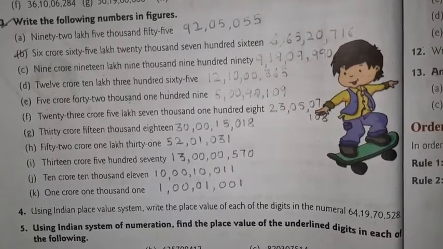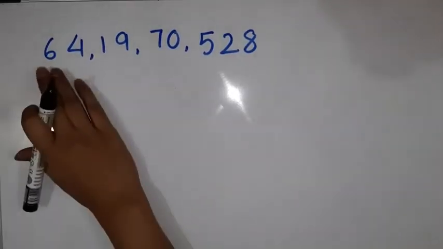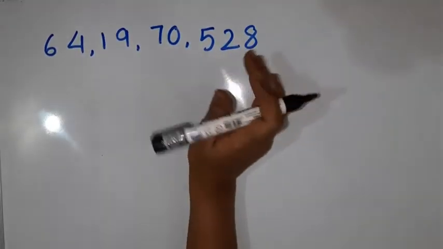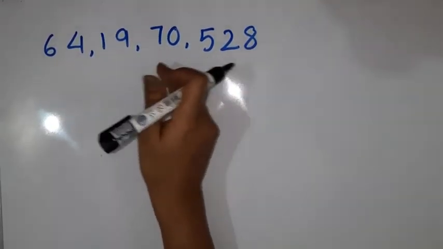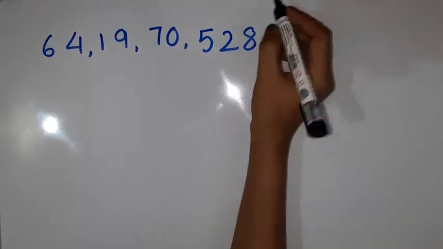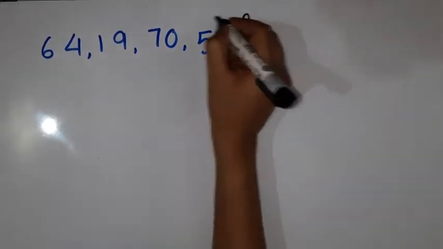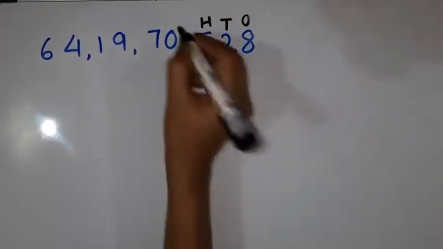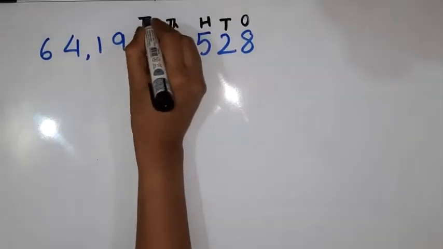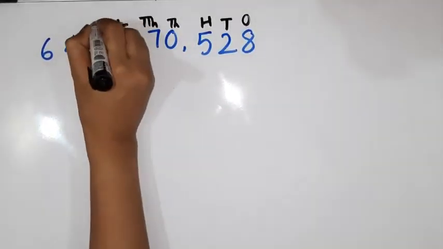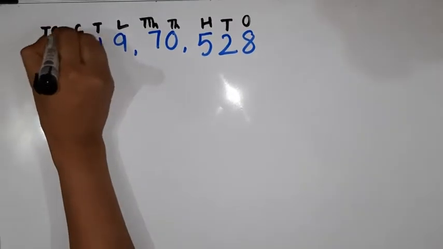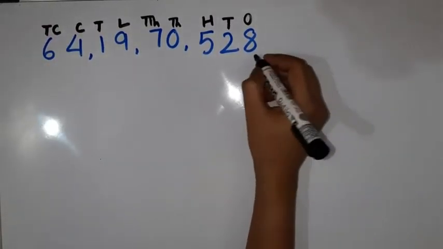Next is, using Indian place value system, write the place value of each of the digits in the numeral 641970528. Let us do this. So we have to write the place value of each and every digit given in this number, according to the Indian place value chart. So according to Indian place value, this is ones, tens, hundreds, then thousand, 10,000, lakh, 10 lakh, crore and 10 crore. So we'll begin with 8.